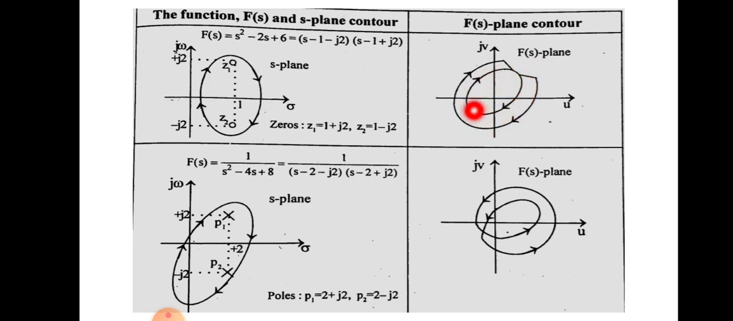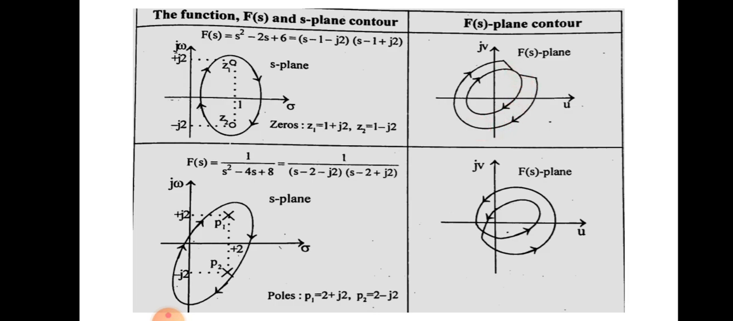This is the clockwise direction, and this is also clockwise direction. Here the origin is encircled by this f of s plane contour 2 times. So that is the point. For the development of the Nyquist criterion, the exact shape of the contour is not required, but only the number of encirclements of the origin of the f of s plane is essential. That is why we are dealing with the encirclement of the origin.